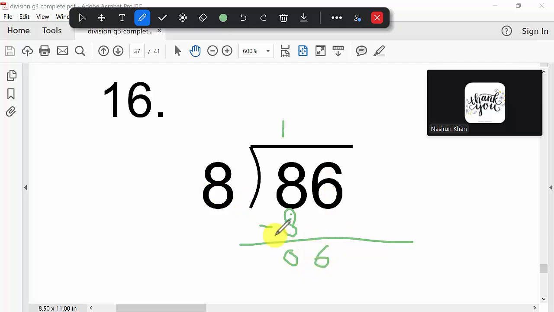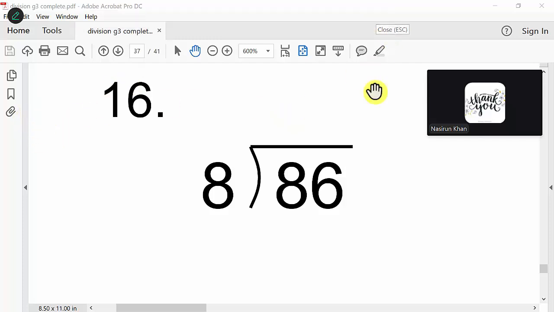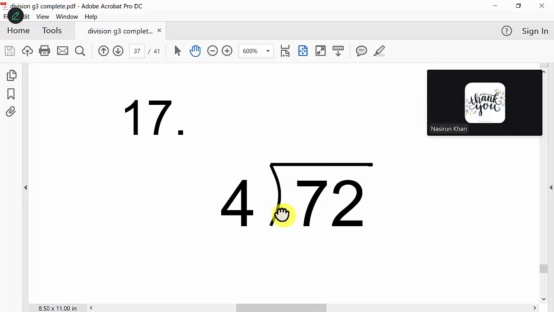6 divided by 8. 6 is smaller. In this case, we write 0. Okay, and then 0 times 8 is 0. So the 6 here, we subtract. The answer is 6. So 10 remainder 6. Or you can also write 10 and 6 per 8, simplify, become 10 and 3 per 4. Okay, you can always check the result. Let's clear this one. And then let's go to the next number, number 17.